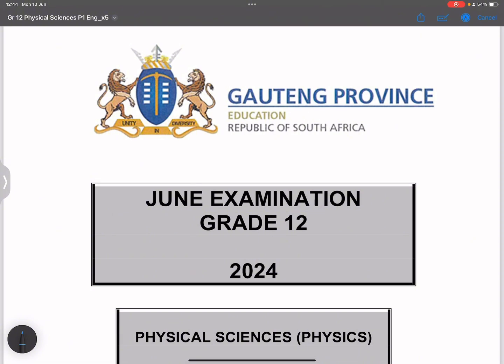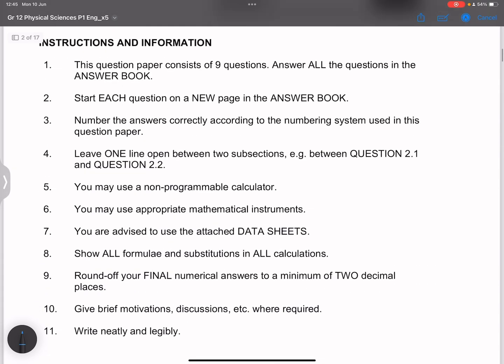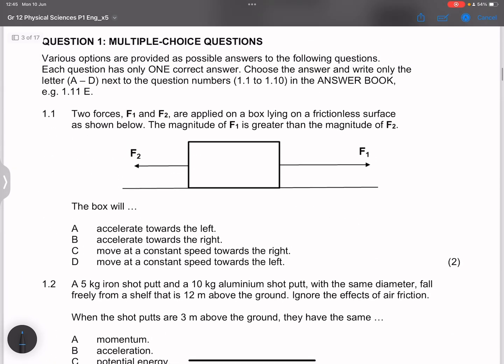All right, so let's join in so that we can see what this paper has. So we start with the multiple choice section. Two forces F1 and F2 are applied on a box lying on a frictionless surface, as shown below. The magnitude of F1 is greater than the magnitude of F2. Now they say the box will.